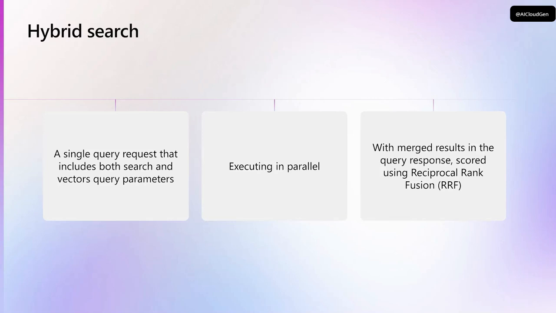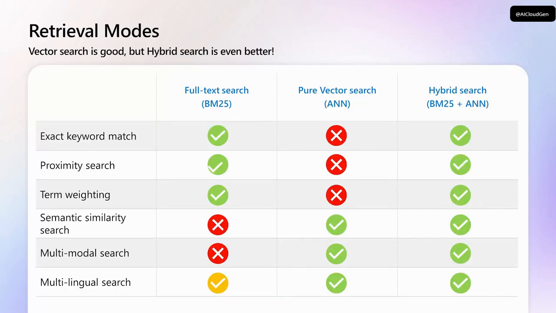You may be wondering, why should I do that? I can just do a text search or a pure vector search. What is hybrid search going to give me? Let us look at this table. Vector search is good, but hybrid search is even better. Full text search can do exact keyword match, proximity search, and term weighting. A pure vector search can do semantic similarity search, multimodal search, as well as multilingual search.